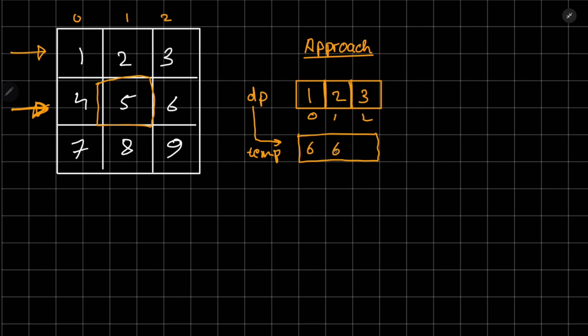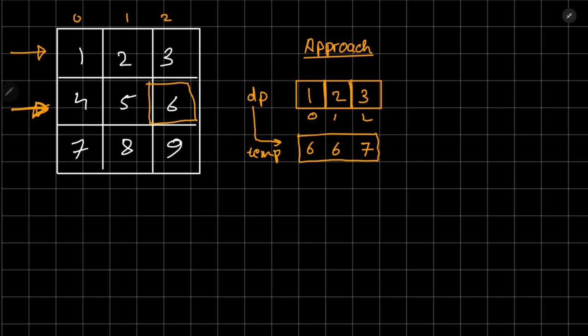So 5 plus 1 will give us 6 again. Okay, now we will move on to this 6. In this 6, we cannot choose this 3. We will choose the minimum element between 1 and 2, which is nothing but 1. So 6 plus 1 will give us 7.